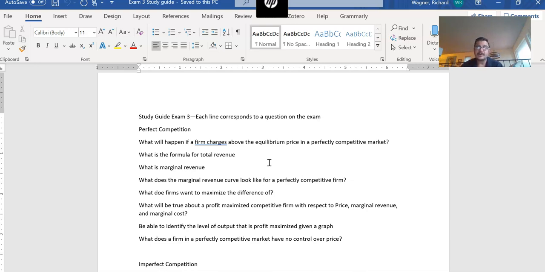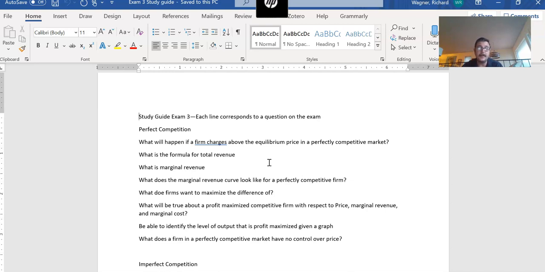Okay, so what does the marginal revenue curve look like? It looks exactly like the demand curve, because it's made up of price and quantity: one additional unit sold, additional amount gained in terms of that price. Okay, so it is a horizontal marginal revenue curve. Now that's contrary to the other firm structures like imperfect competition.